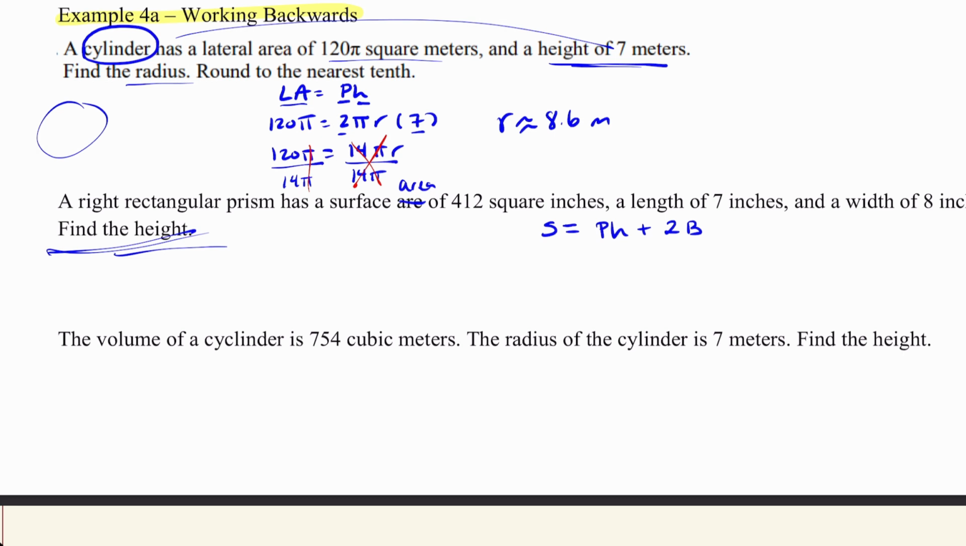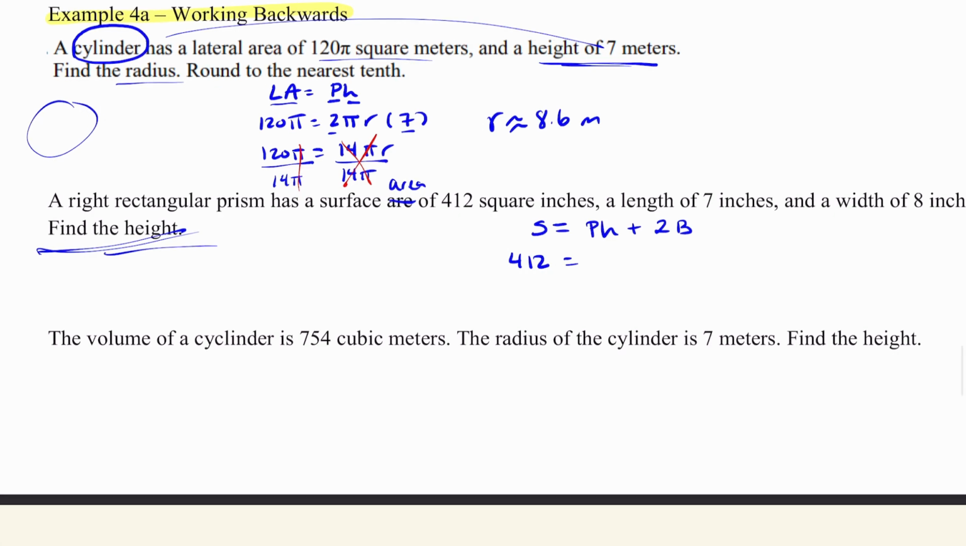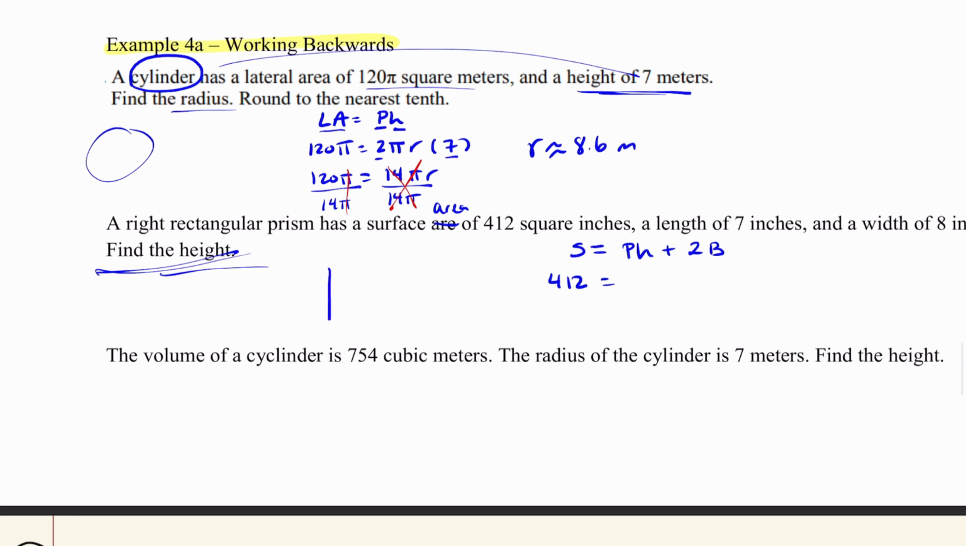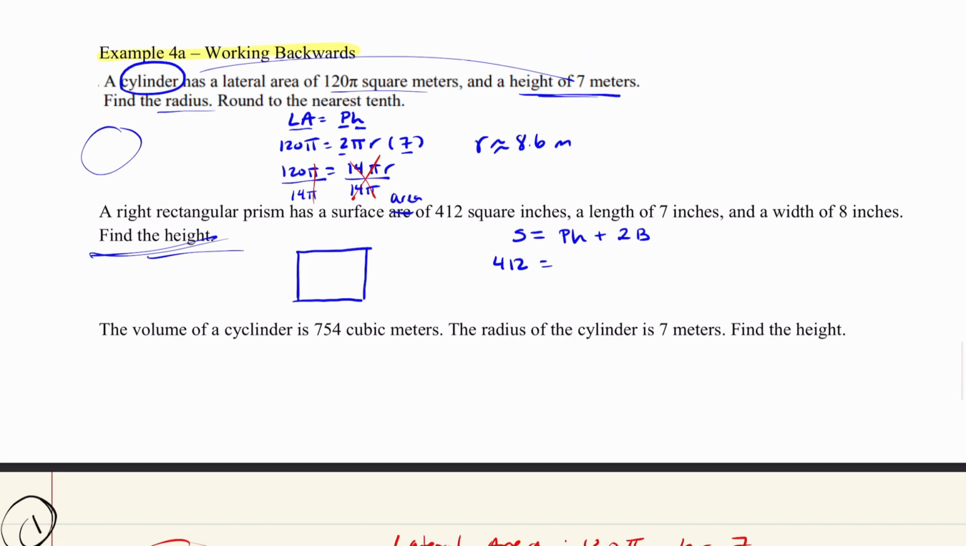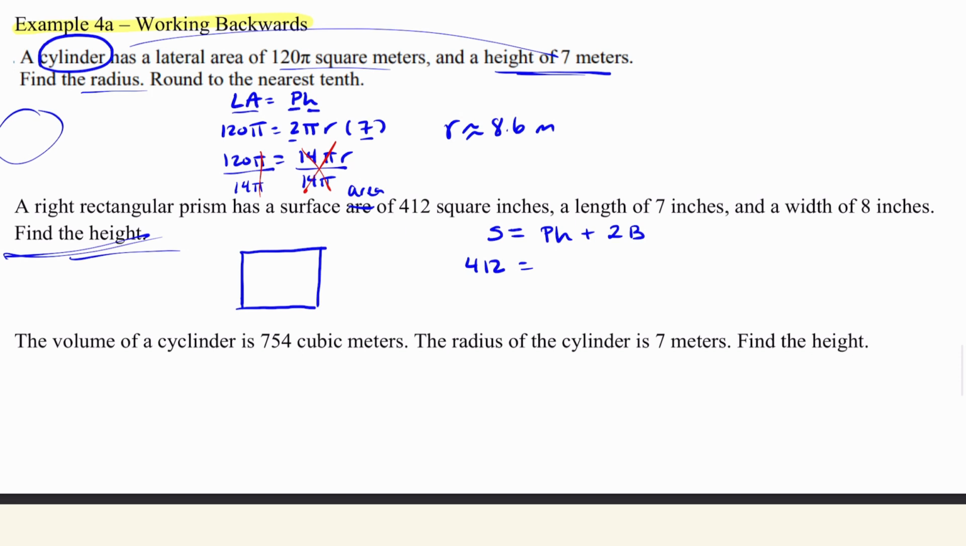The surface area is given. It's 412, and we're dealing with a rectangular prism. So 412 is equal to, we're dealing with a right rectangular prism this time. Okay. So we know for sure that the base of a rectangular prism is a rectangle. So it has a length of 7, a width of 8, and then the height of the prism would be something like this, right?